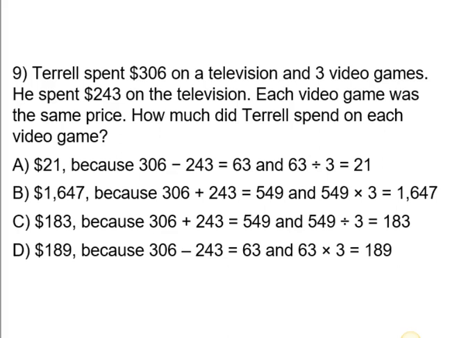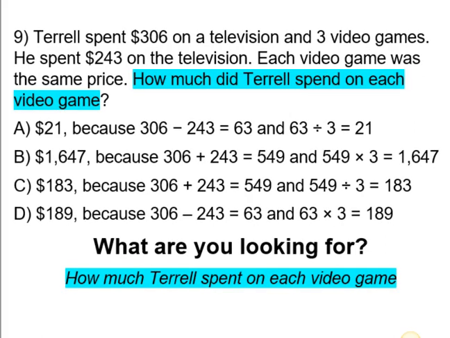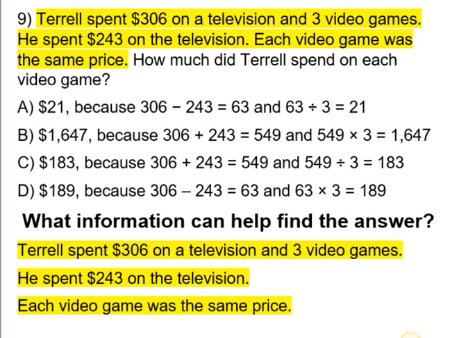That was a mouthful. What are we looking for? We are looking for how much Terrell spent on each video game. What information can help us find the answer? First, the fact that Terrell spent $306 on a television and 3 video games. So that means that's the total amount of money he spent for the TV and the video games. He spent $243 on the television. And lastly, that each video game was the same price.